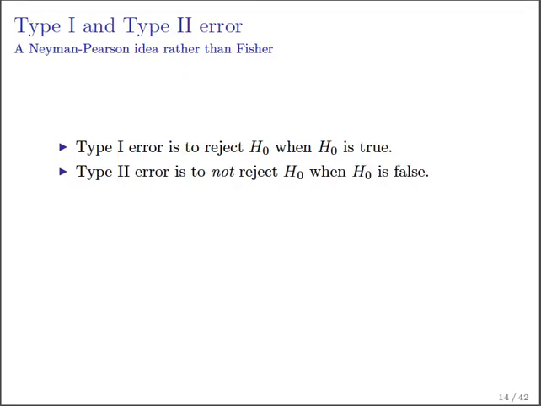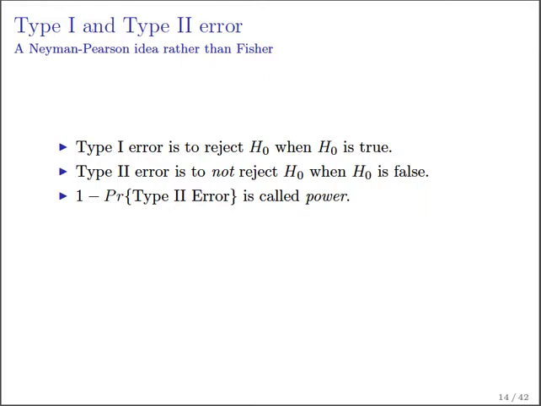Type 1 error is bad. Type 2 error is bad too, and that's to not reject the null hypothesis when the null hypothesis is false. When the null hypothesis is false, there is usually a phenomenon or a trend or something to be discovered, and yet you don't reject the null hypothesis, so you don't discover it, and that's bad too. Which one is worse, honestly, depends upon the particular problem.